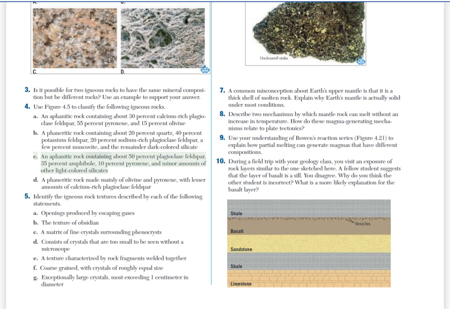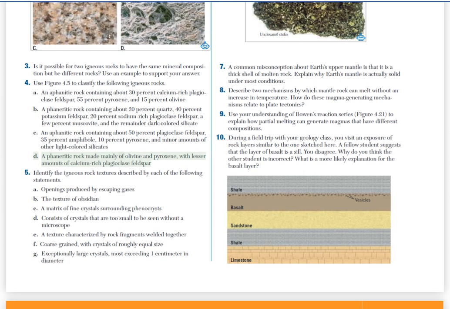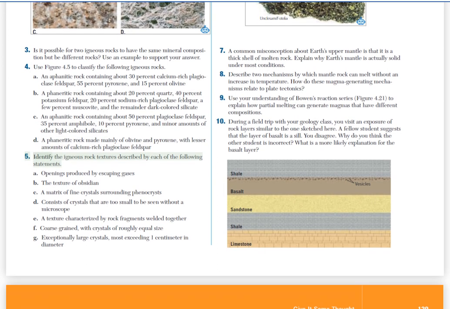C. An aphanitic rock containing about 50% plagioclase feldspar, 35% amphibole, 10% pyroxene, and minor amounts of other light-colored silicates. D. A phaneritic rock made mainly of olivine and pyroxene, with lesser amounts of calcium-rich plagioclase feldspar. 5. Identify the igneous rock textures described by each of the following statements.